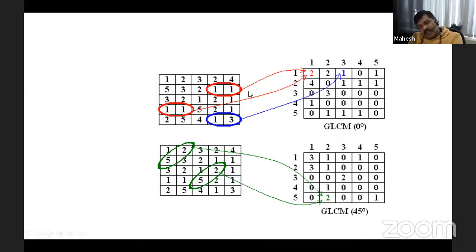Here we are considering horizontal. That's why angle is 0. So we can have a GLCM matrix for 0 degree. Similarly, we can have a GLCM matrix for 45 degree. 5 followed by 2, 5 followed by 2, say 2. In this way, we have to decide which degree you are going to use for extracting GLCM features.